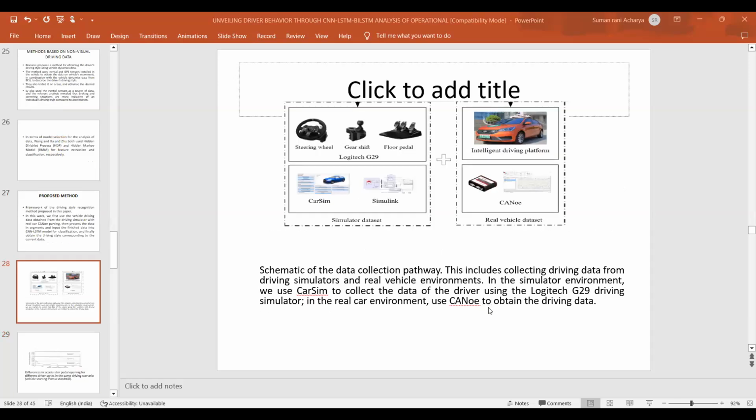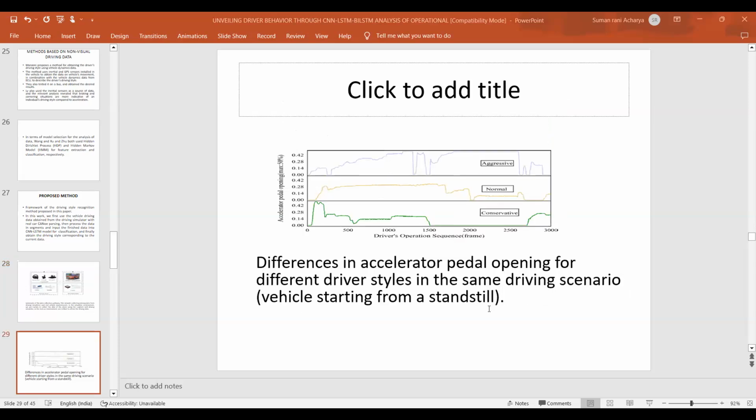This is the summary of the data collection pathway. This includes collecting driving data from the driving simulator and the real vehicle environments. In the simulator environment, we use the car scene to collect the data from drivers using the Logitech G29 driving simulator. In the real car environment, we use the Conway to obtain the driving data.